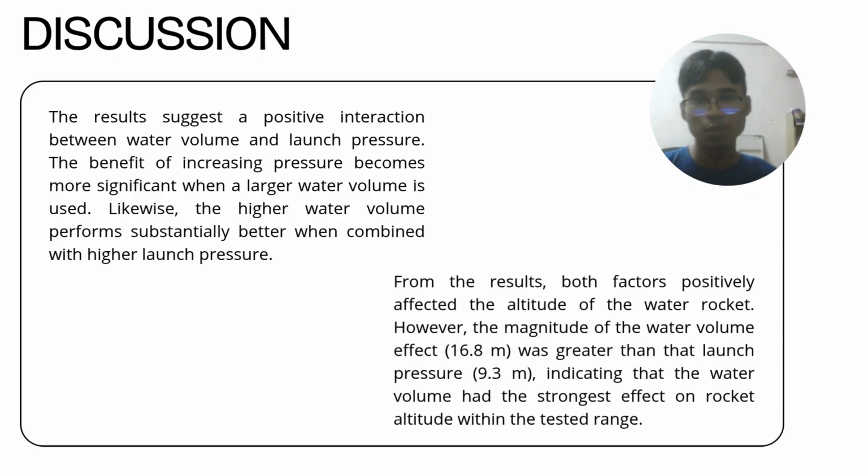From the result, we can see that both factors positively affected the altitude of the water rocket. However, the magnitude of the water volume effect, which is 16.8 meter, is greater than the launch pressure, which is 9.3 meter. It indicates the water volume had the strongest effect on rocket altitude within the tested range.